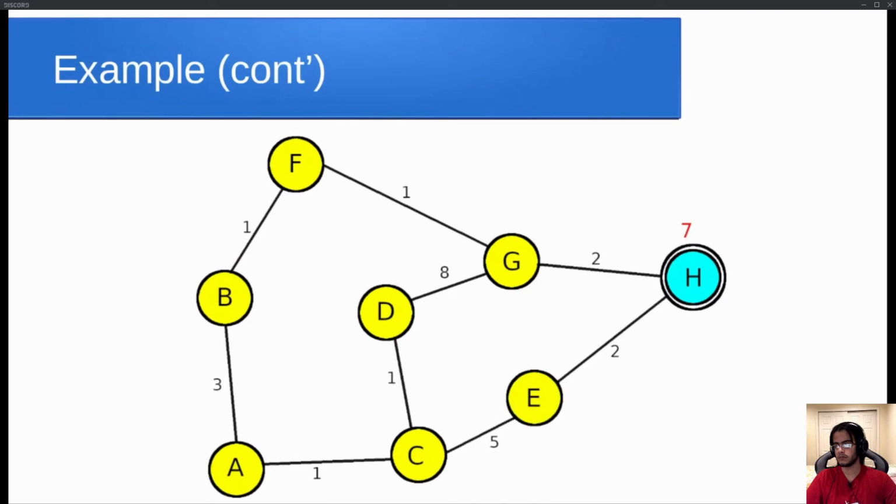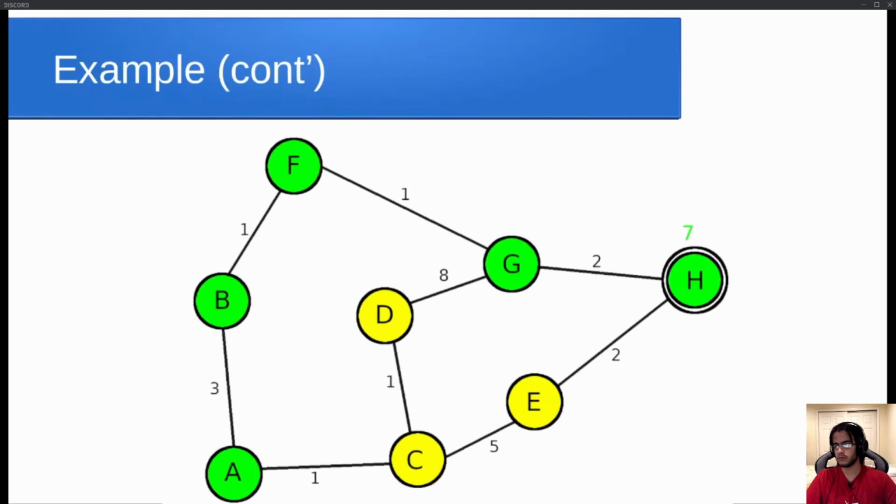And we found H again, but this time it was not a more efficient way to get there. The previous way we found H was still the best way to do it. Now, since there's only one node left in the fringe, we pick that. It happens to be our goal node, and we found our path, with a cost of 7.